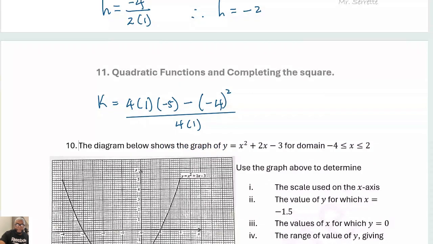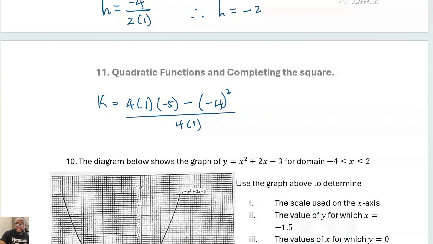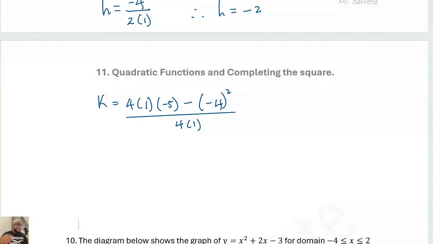Use the calculator. Work out the top, press equal, and then divide by 4. You work it out, and negative 9 is the final answer, right? You divided by 4 already? All right, negative 9 is K.